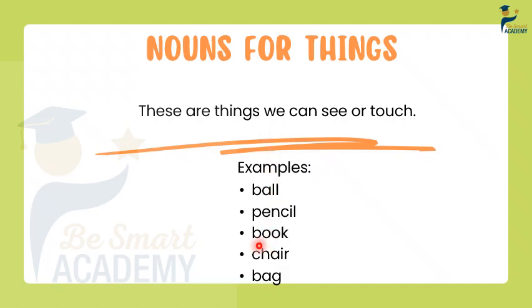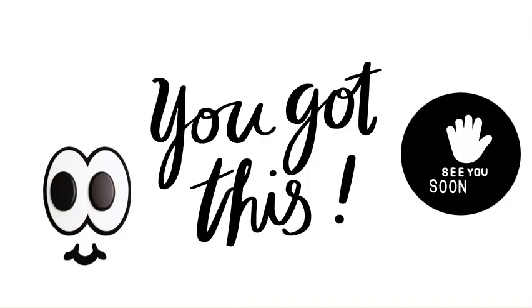Now, what about the last and final option, which is things? Things is the final option that we have. Are these actually things that we can carry with us? We can see, we can touch. Yes, they are. So now we understand that we have four kinds of nouns.